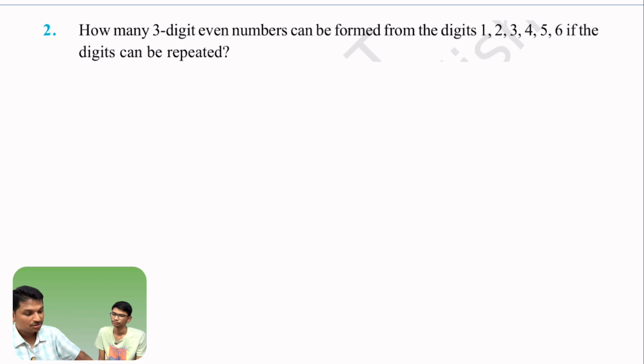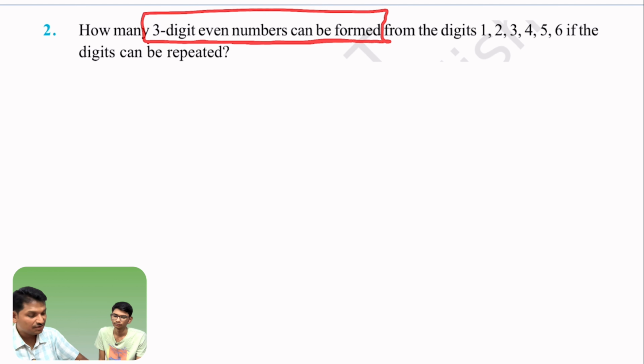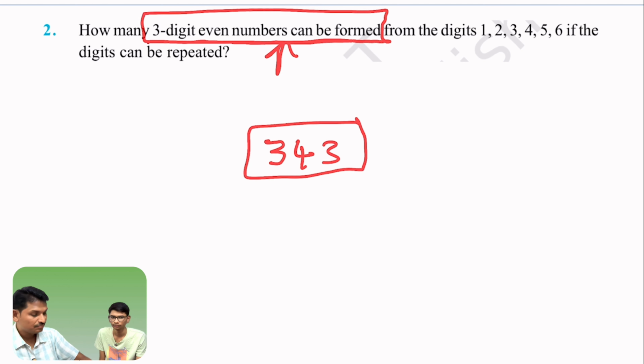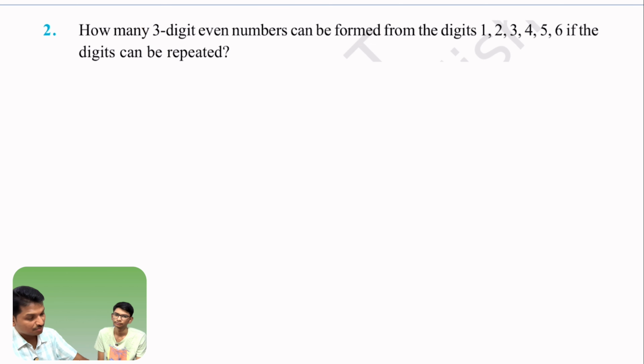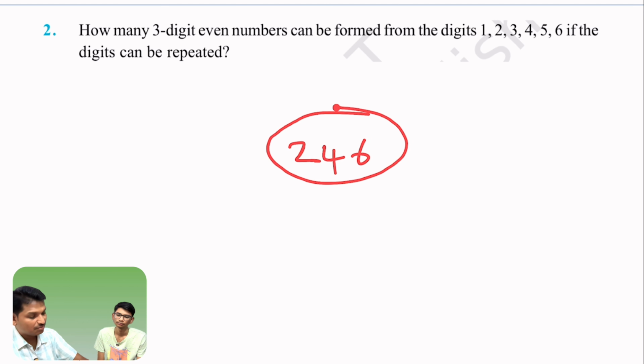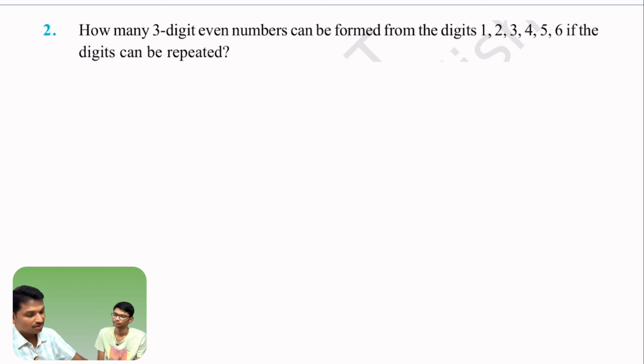You see this question. What are they asking? How many 3-digit even numbers can be formed? You know what an even number is. We can easily identify whether it is an even number or not by its units place. By seeing the units place, you can say whether it is even or not. Units place must be an even number. Suppose something like 246. Is it an even number? Yes, because its units place is 6.